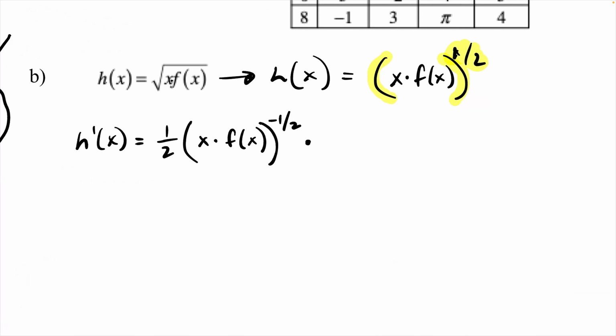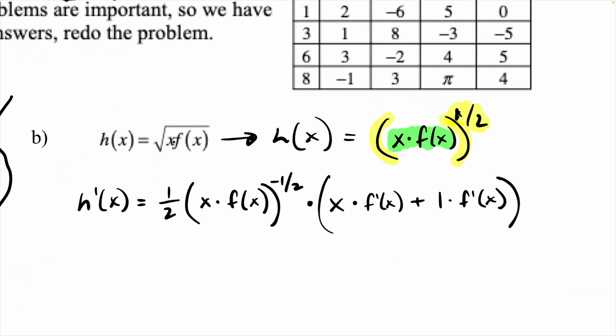Then the inside, the next layer. The next layer is this guy. There's only 2 layers to this guy because it's x times f of x. So we're going to use the product rule. First, times the derivative of the second, f prime of x, plus the opposite. The derivative of x is 1 times f prime of x. That's the derivative.